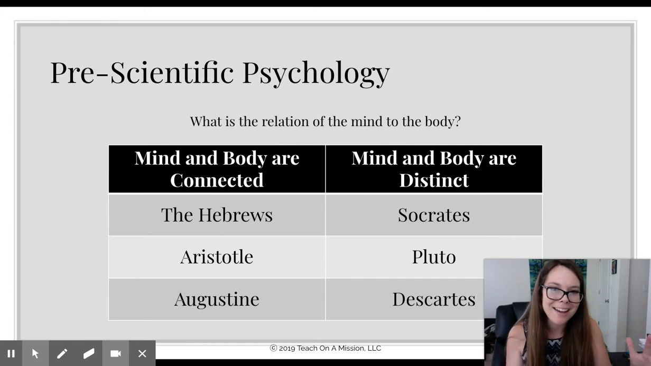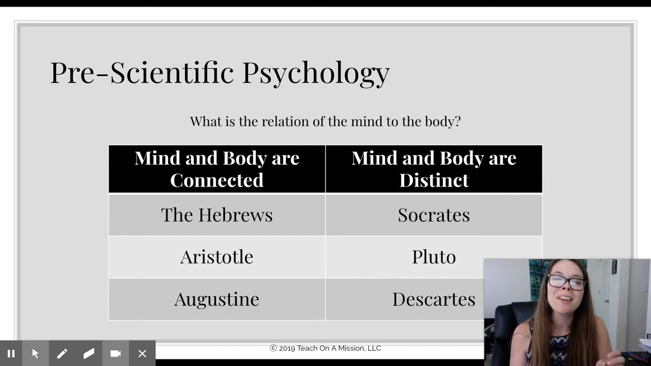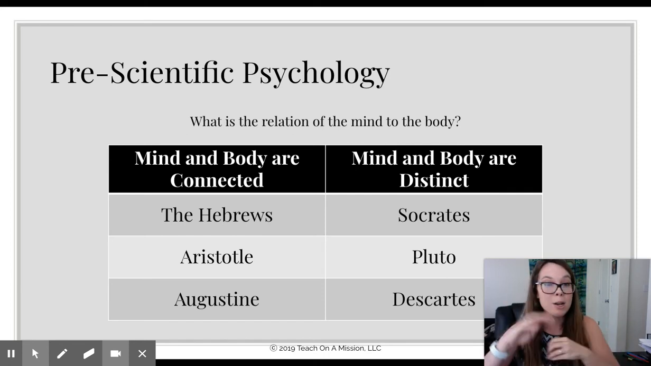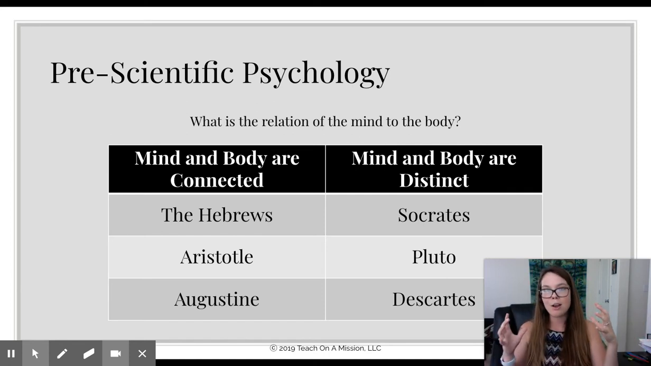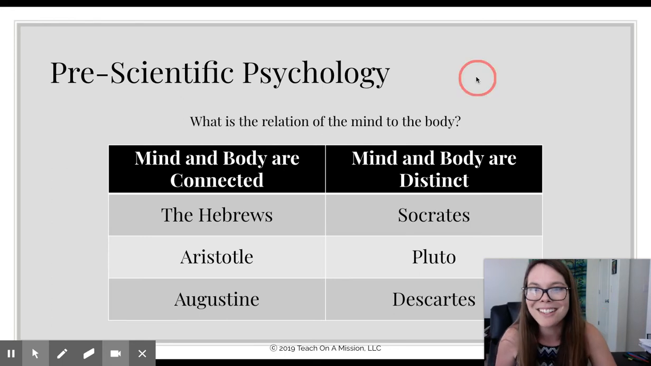But on the other end, Socrates, and I think this was meant to say Plato, sorry, that says Pluto, and Descartes were really saying no, the mind and the body are separate. So this has been a conversation for a long time, but psychology didn't really form until around the 1900s, right? Because it's so hard to really study the mind, since you cannot see the mind, right? Oh, how psychological does that sound?